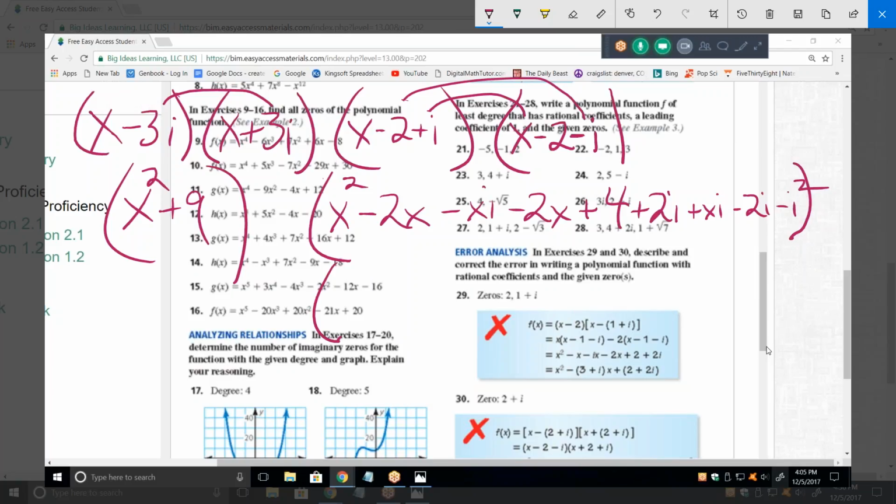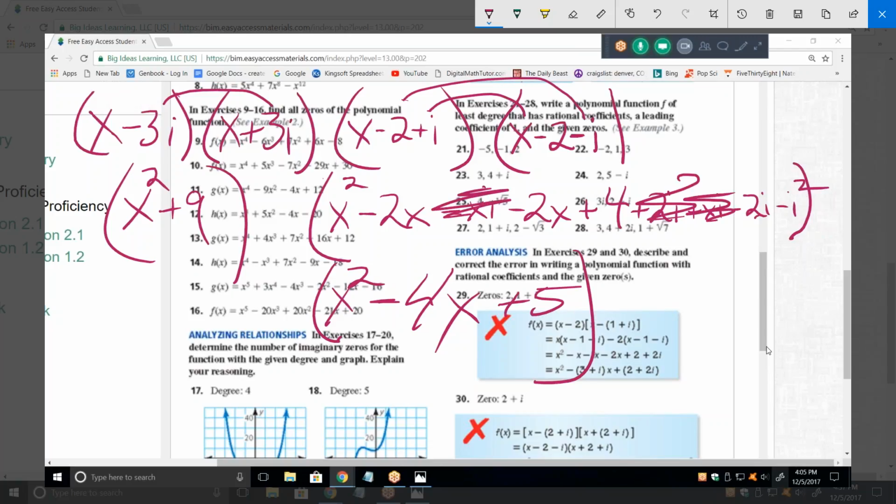So x squared minus 4x plus... Good. You knew to ignore everything that had an i in it. It's going to cancel out. Okay, I'll do this one.